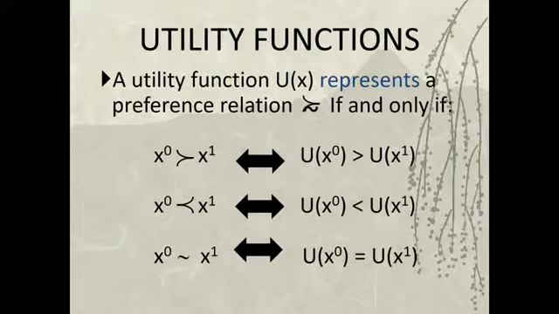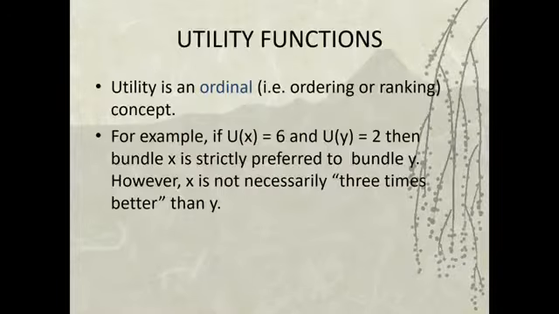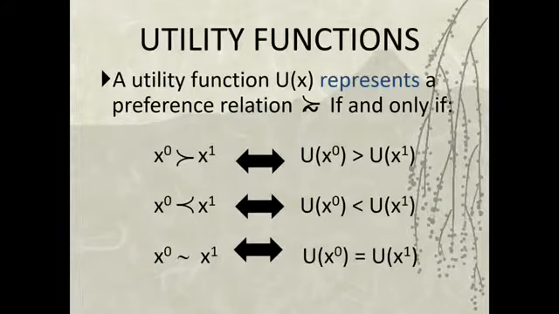Now this is the first one. The first notation is called a preference notation, that is strictly preferred. The second one is strictly not preferred, and the last one is indifference. So what does it mean? It means that the utility which we derive from x0 is equal to the utility which we derive from x1. So all the three relations are given.